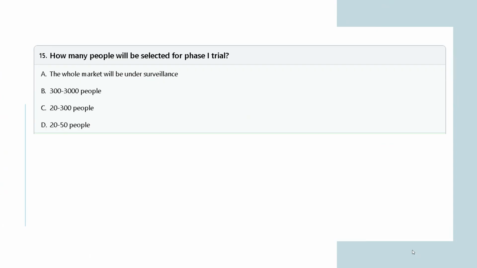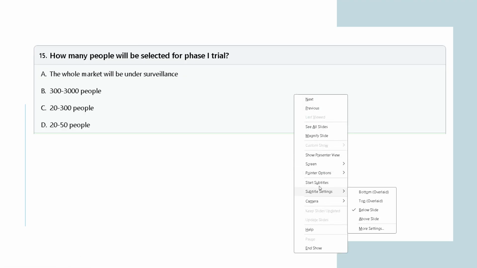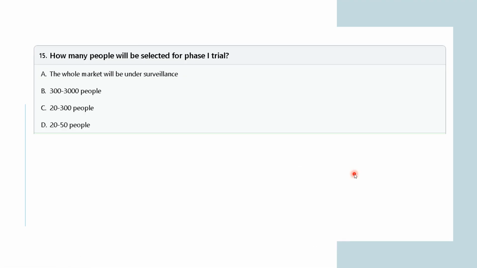Okay. So coming to question number three, it is asking how many people will be selected for phase one trial? The whole market will be under surveillance, 300 to 3000 people, 20 to 300 people, or 20 to 50 people. So based on the chart I have already shown you, can anyone tell me, if someone has seriously looked at it, how many people will be selected for phase one trial?